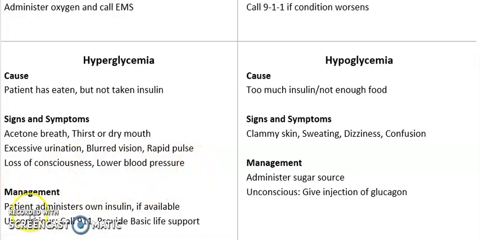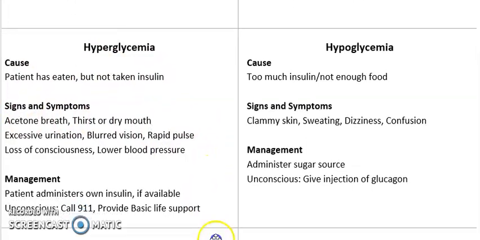If the patient is still awake or conscious, they can administer their own insulin. If not, we have to call 911 and then provide basic life support. Again, if we got a good history of the patient, we know that they might have their insulin with them, or they have taken the insulin after they have eaten. So that's an important thing to know.